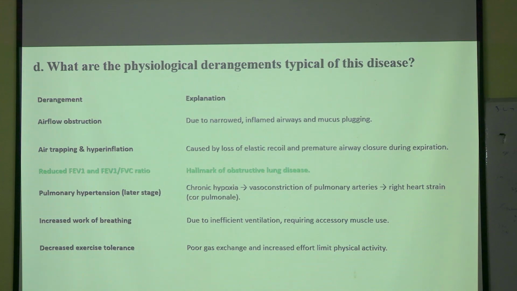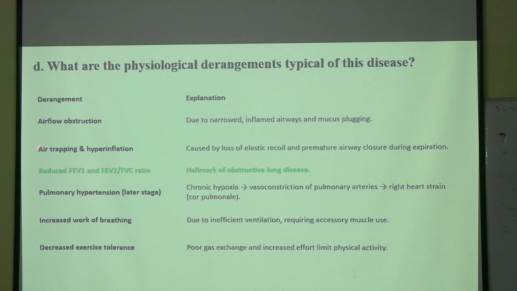In the next question it is asked, what are the physiological derangements typical of this disease, right? The most important one is obviously airflow obstruction, because it is an obstructive disease, right? So airflow obstruction is the most important one. What would be the proper explanation for this airflow obstruction? Yes, it is due to narrowed and inflamed airways, and also due to the deposition of mucus, called mucus plugging, that prevents the proper flow of air during expiration.